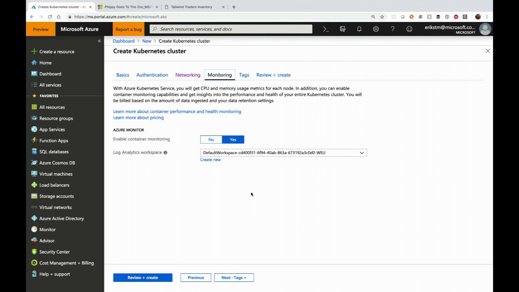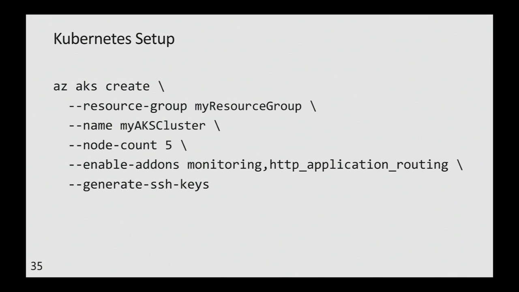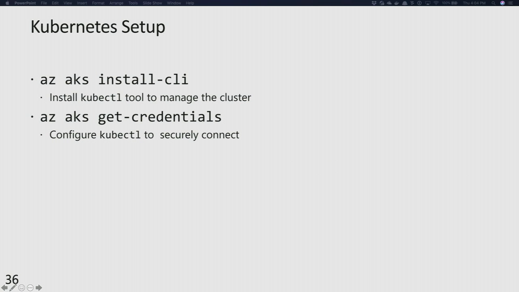So it takes about 10 or 12 minutes for a cluster to deploy, so I already have one running, just so that we can maximize our time here. Okay, so once Kubernetes is installed, we can do an az aks install-cli. What this does is just install the kubectl command locally if you haven't installed it another way. And az aks get-credentials is how you're going to get the kubeconfig for your cluster. So this is how you authenticate with the API server.